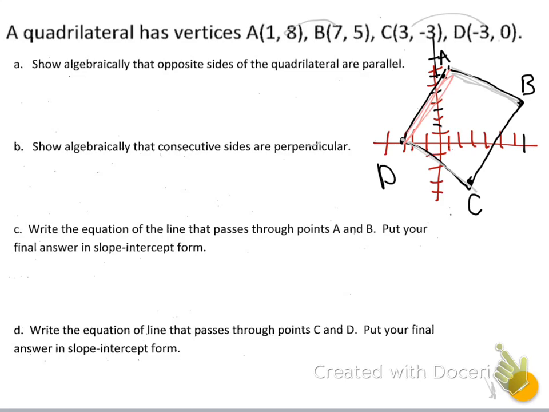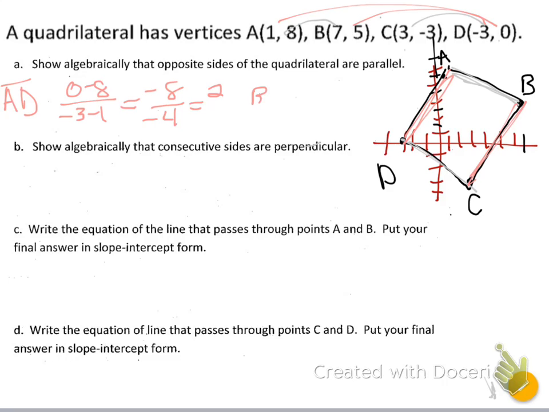So let's do AD. So I got 0 minus 8 over negative 3 minus 1. 0 minus 8 is negative 8. Negative 3 minus 1 is negative 4. Negative 8 divided by negative 4 is 2. And then we have to do BC, because parallel lines sit across from each other like that. So BC are right here. So negative 3 minus 5 over 3 minus 7 is negative 8 over negative 4, so 2. Okay, so they're both 2. Remember, parallel lines should be the same.